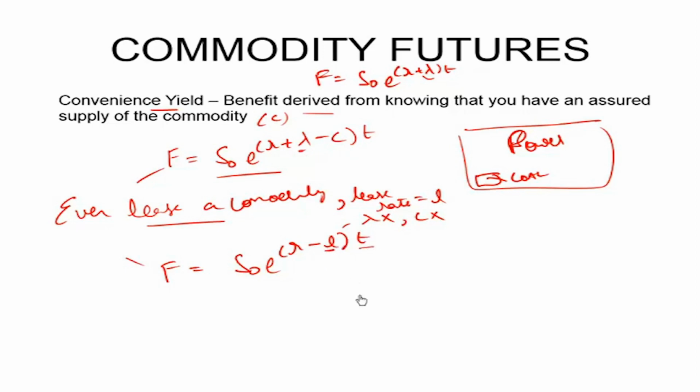Theoretically speaking, L should be equal to c minus lambda, if both of them exactly have to be the same, but that may not always be the case. So that's the concept of commodity futures. Theoretically, everything else remains the same. Just know there is an additional complication of storage costs and convenience yield.